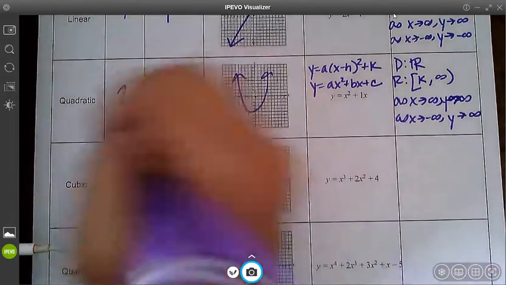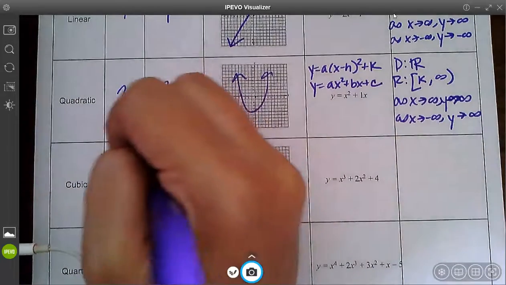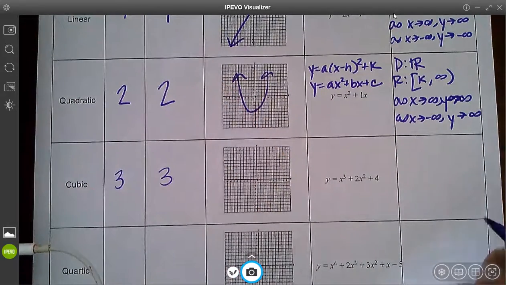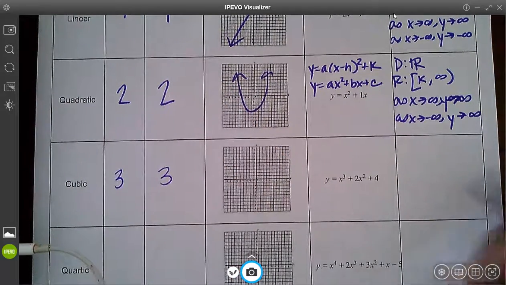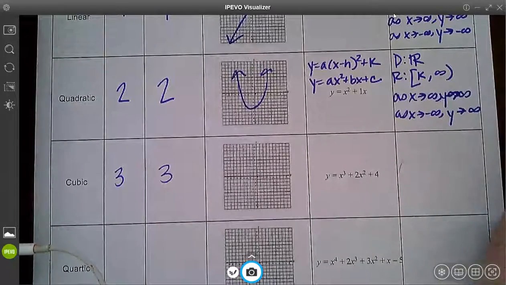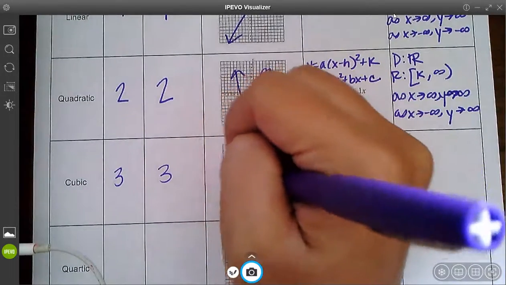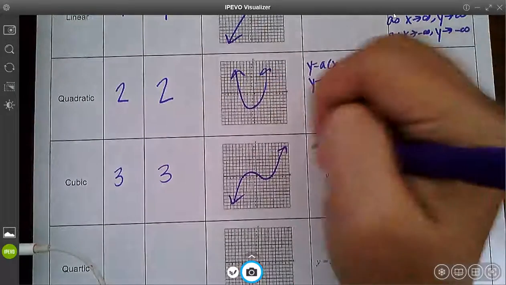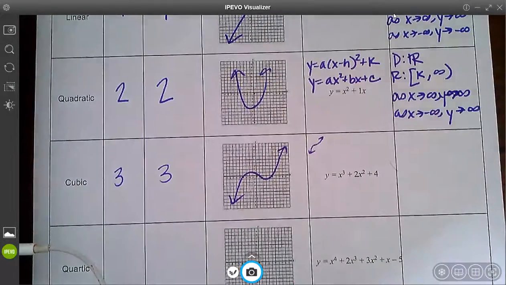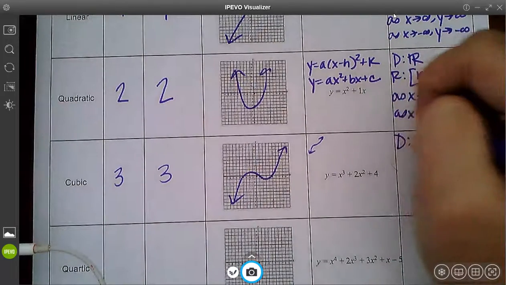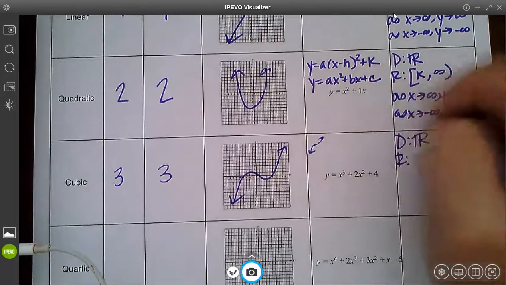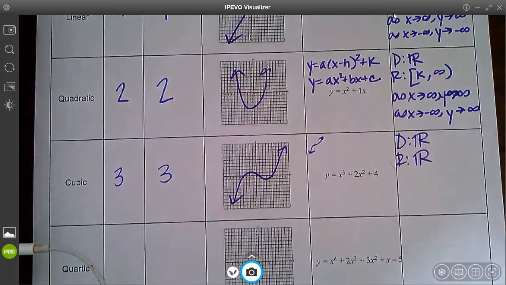Cubic has at least one x cubed, which means it has up to 3 x-intercepts. There's not really a good format there. So an x cubed can look like this. It can look just like this. Depends on what else is going on with it. So that one, notice, has 3 x-intercepts. My domain for all cubics is all real numbers. And my range for all cubics is all real numbers.